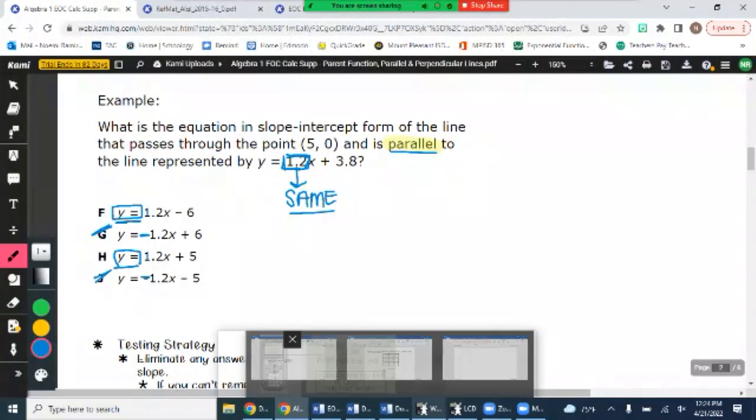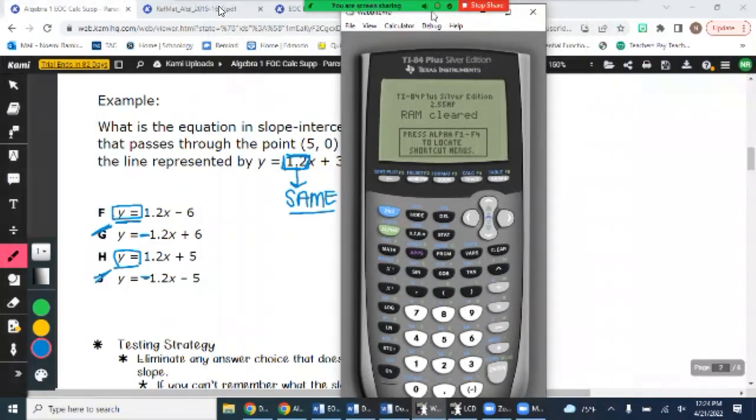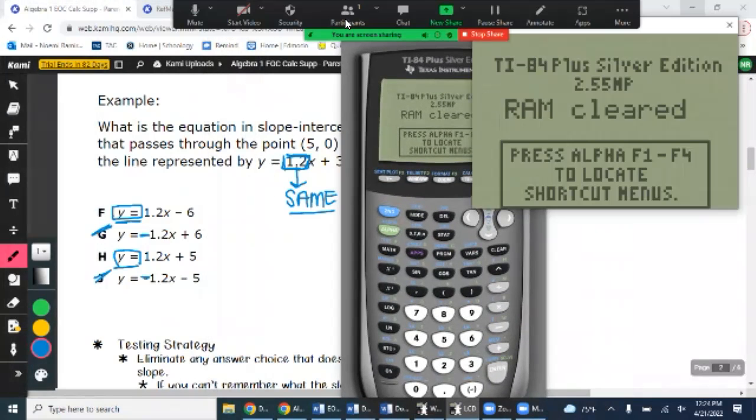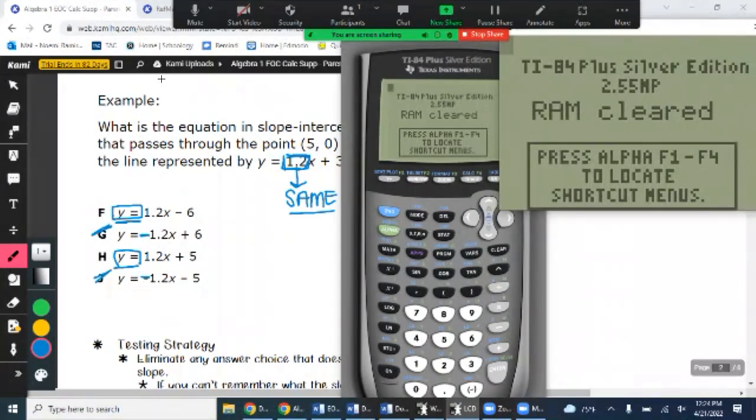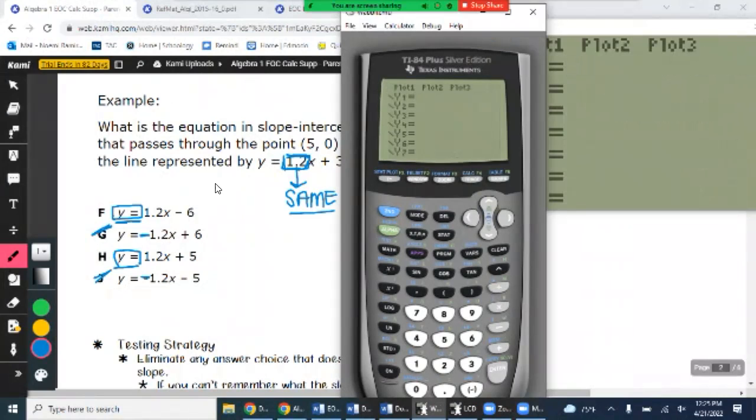All right, so your equations are already solved for y. We're going to type those into y equals and then see if that point exists for that line. So let's go y equals. Why? Because we know that parallel lines have the same slope. That's why we eliminated those two.